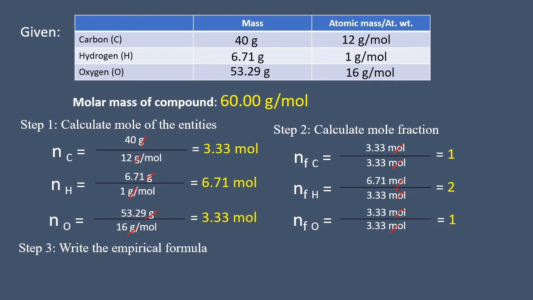Now we have step 3. Write the empirical formula of that unknown compound. It is derived from the calculated mole fraction of the entities. For carbon, we have 1 atom of carbon. For hydrogen, we have 2 atoms. And for oxygen, we have 1 atom. So the empirical formula is CH2O.